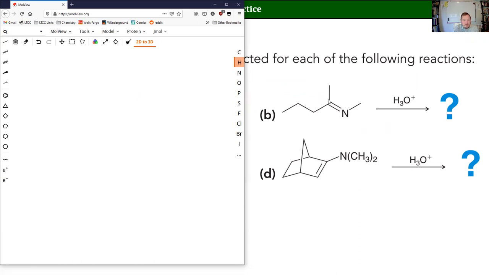For B, if we're starting with a carbon-nitrogen double bond, and we're exposing it to acid, we're going to take that carbon-nitrogen double bond and break the nitrogen off and replace it with an oxygen. We're going to remake the carbonyl. So in this case, we're using oxygen as a nucleophile to undo the nucleophilic addition that we had happen before.